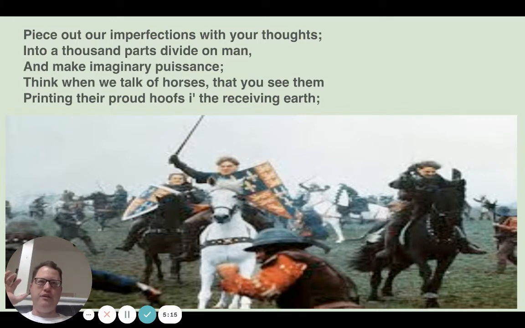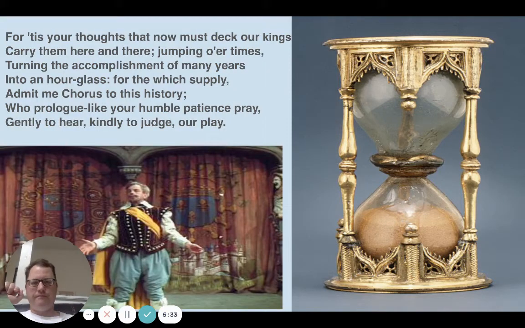It is the nature of being at a play. And here, Shakespeare goes kind of meta and actually tells the audience how to be at the play. "Think when we talk of horses that you see them, printing their proud hoofs in the receiving earth. For 'tis your thoughts that now must deck our kings, carry them here and there, jumping over times."